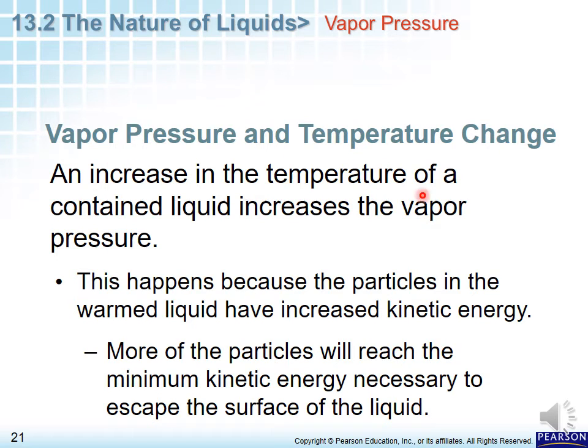An increase in the temperature of a contained liquid increases the vapor pressure. It means when you increase the temperature, vapor pressure is going to increase. This happens because the particles in a warm liquid have increased kinetic energy. More of the particles will reach the minimum kinetic energy necessary to escape the surface of the liquid. That's why when the temperature increases, the drying of cloth is faster.